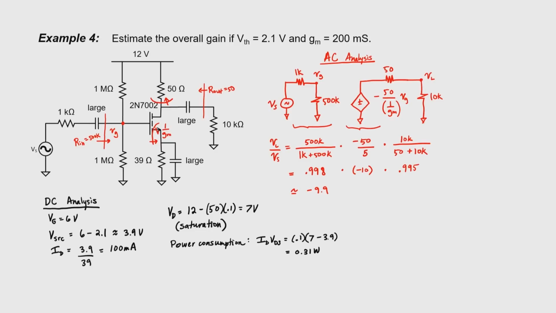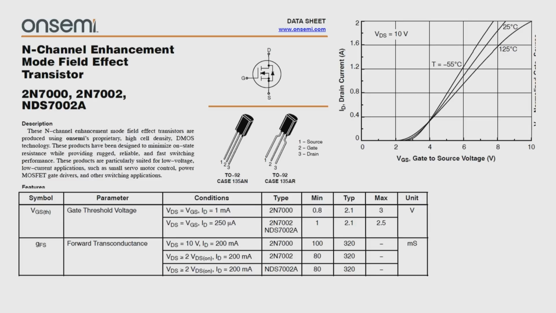Let's work one more example, and we're again going to take a look at the data sheet first. So let's use the same transistor, the 2N7002, and we can take note from the data sheet that our transconductance at 200 milliamps varies between 80 and maybe 320, and it says 320 is typical.